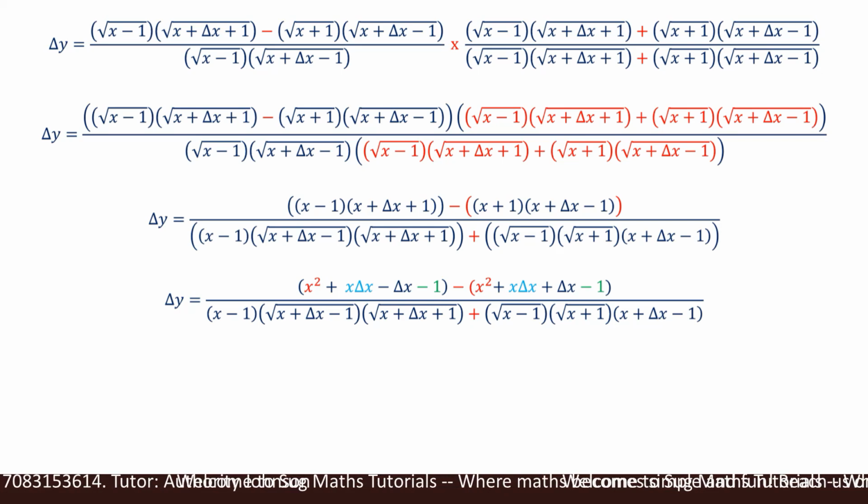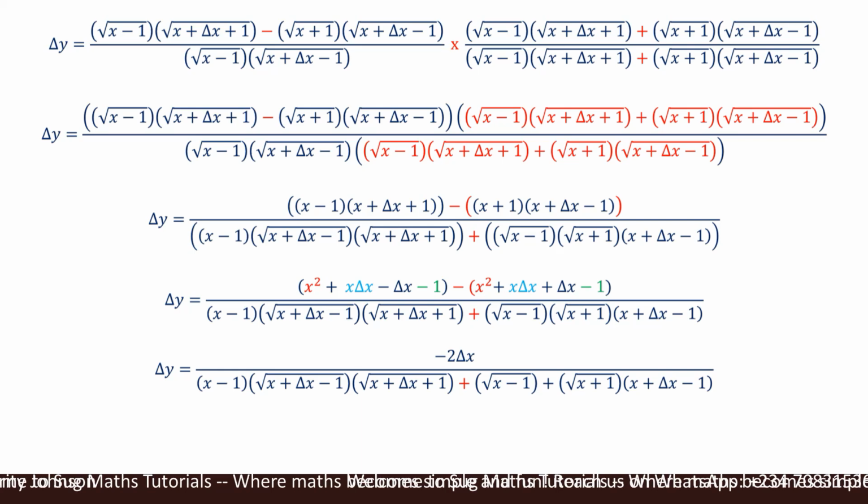So at the end of the day, we are going to have minus changing x in the bracket, then minus changing x in the second bracket, which is going to give us minus 2 changing x. Which is going to give us what? Minus 2 changing x. Then all over, the denominator remains the same. We're going to have x minus 1 in bracket, square root of x plus change in x minus 1 in bracket, square root of x plus change in x plus 1 in bracket, plus square root of x minus 1 in bracket, square root of x plus 1 in bracket, x plus change in x minus 1.